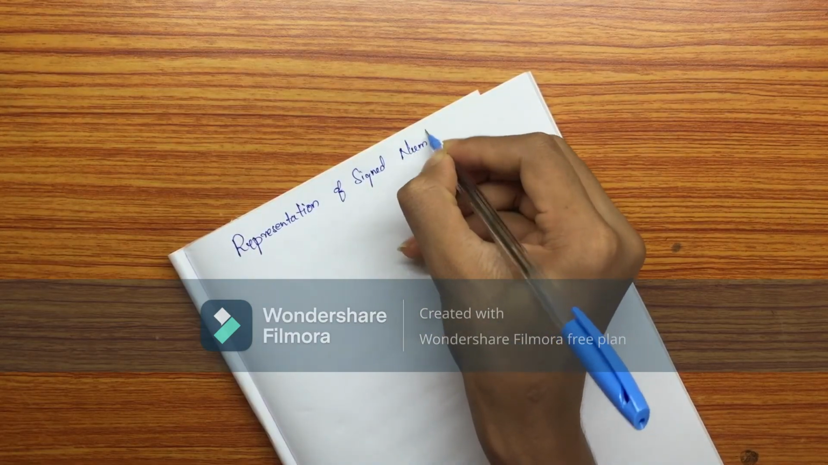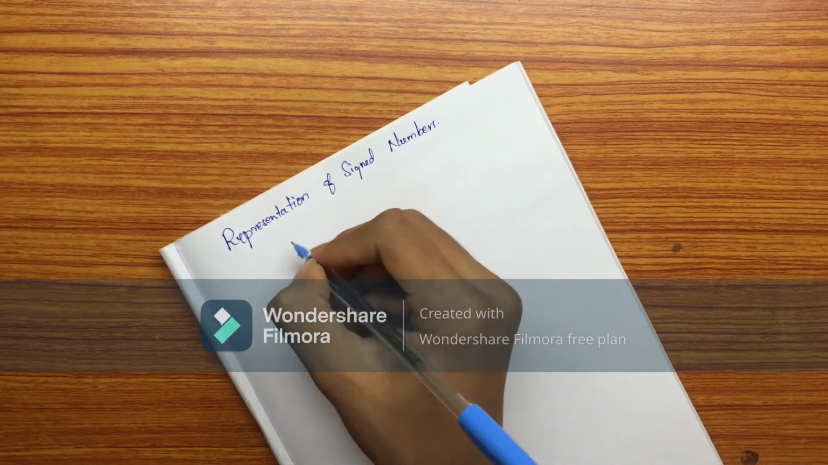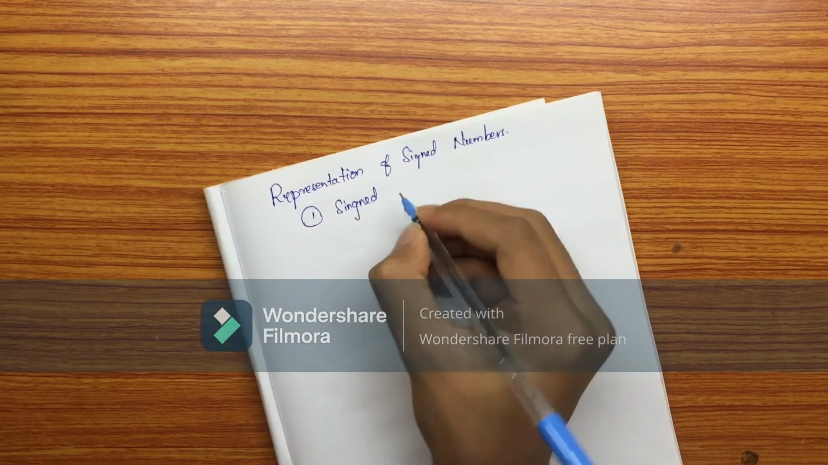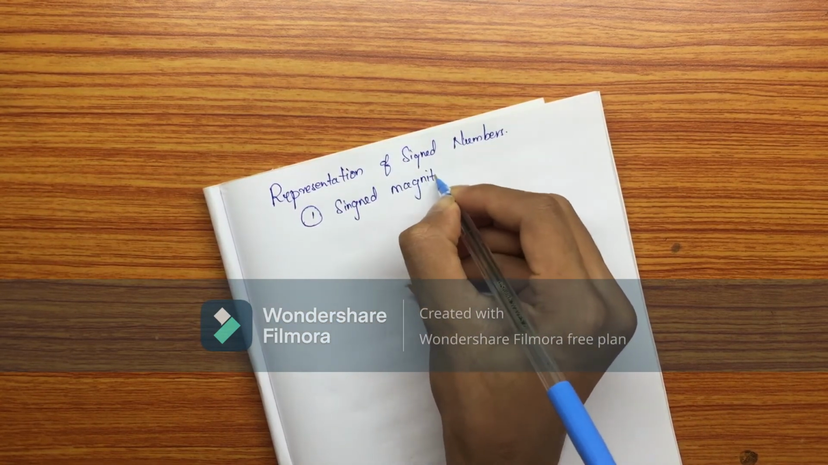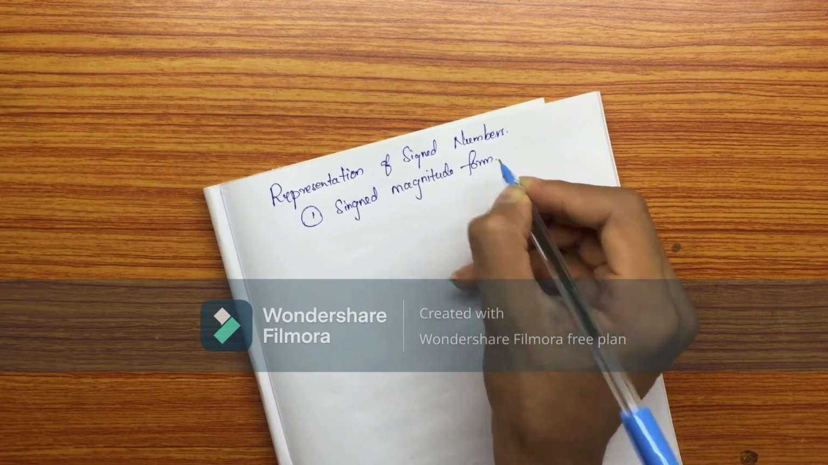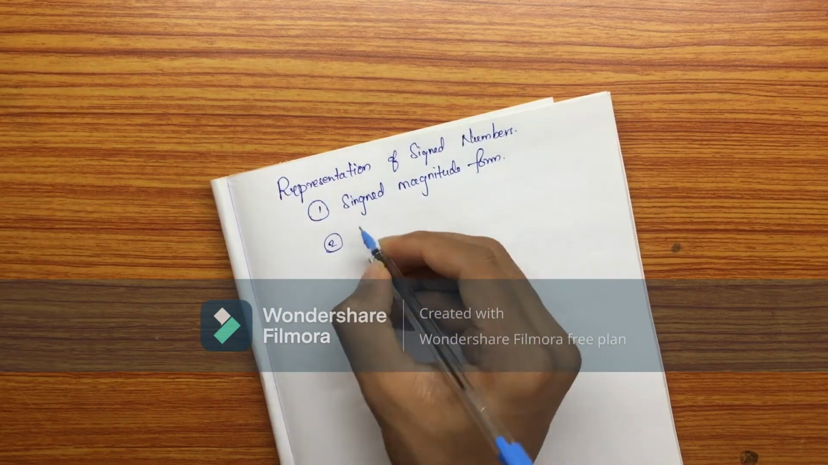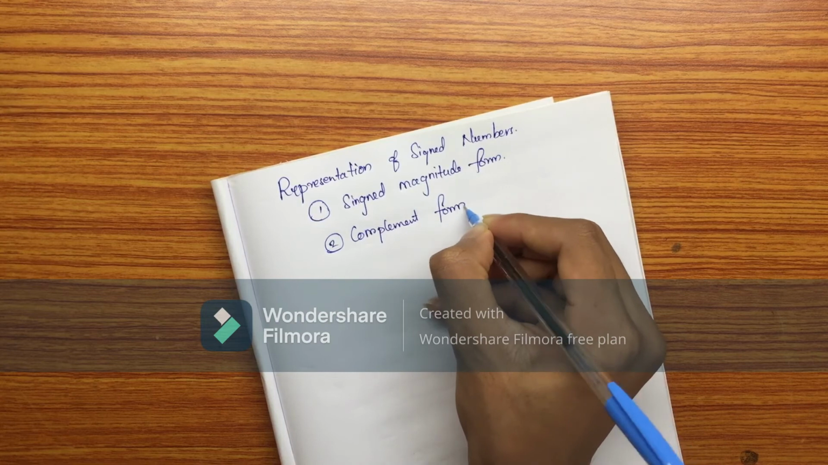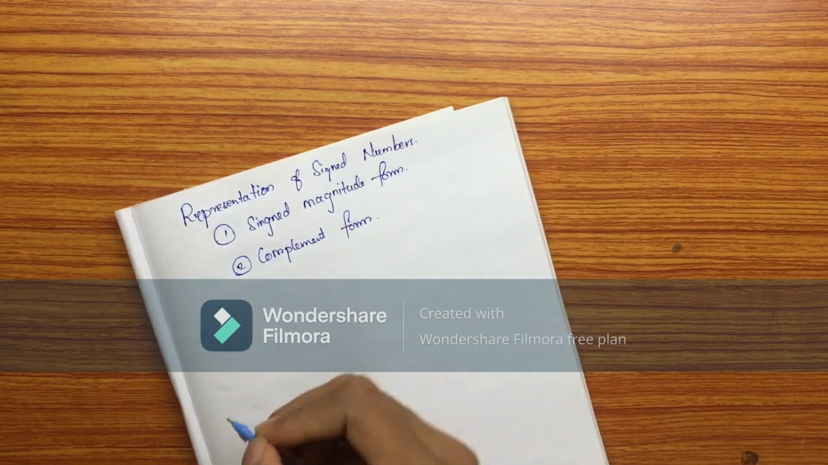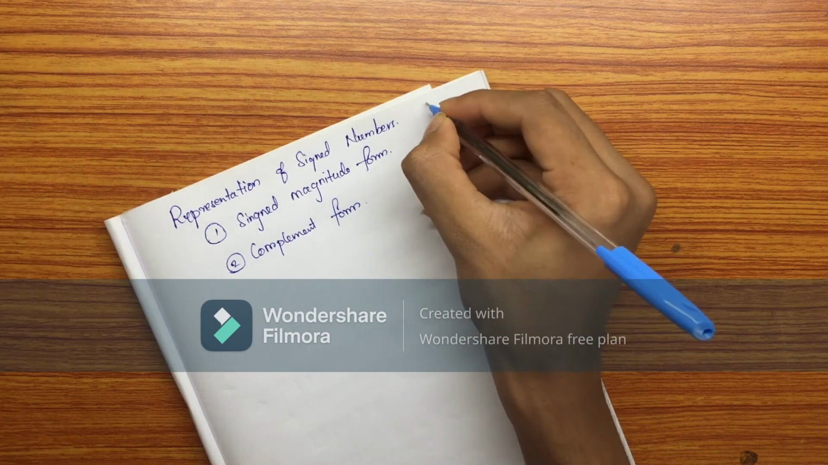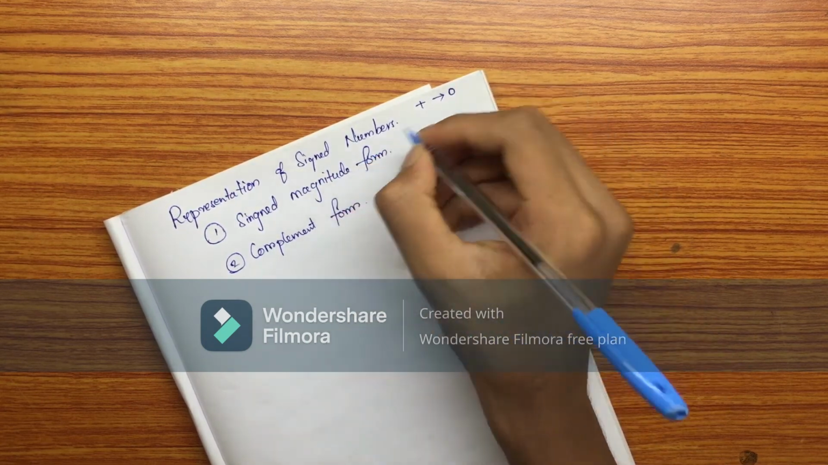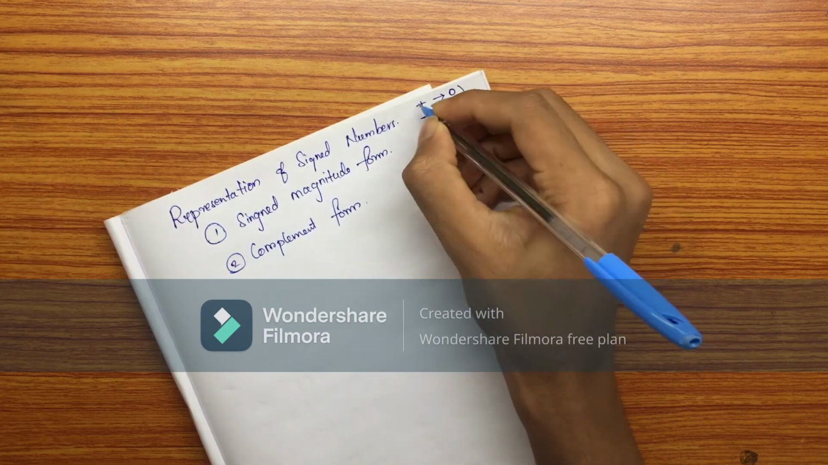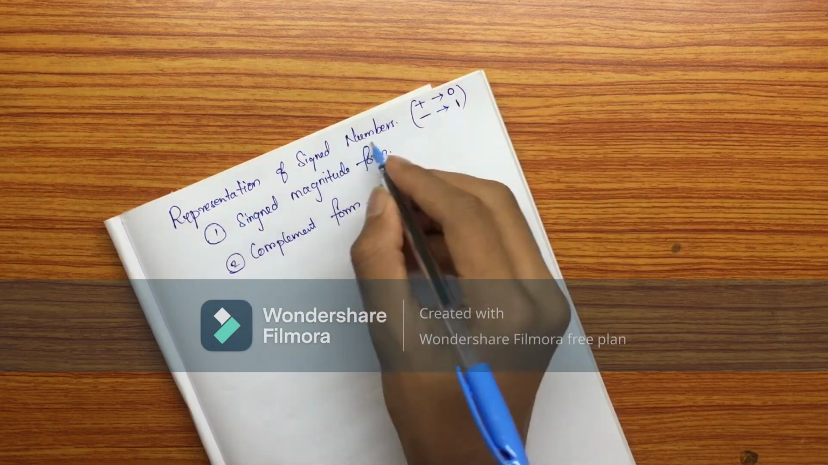Signed numbers, representation of signed numbers. So in this we have two things: signed magnitude form and complement form. In signed magnitude form, see, plus is denoted by 0 and minus is denoted by 1. Okay, note this.